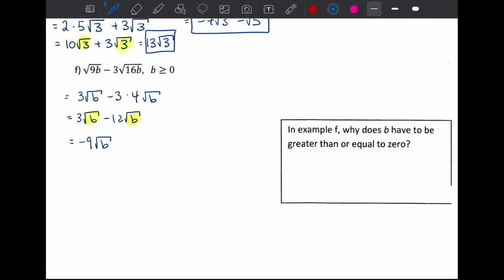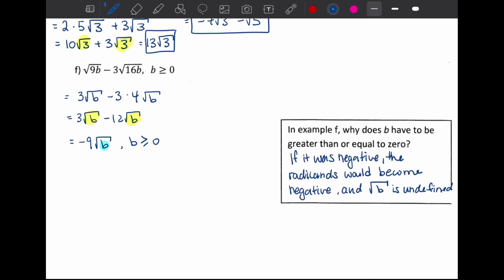We can't stop right here because we do have a variable under a radical sign. This means we need to make sure that b is greater than or equal to 0. So we do need to restrict the variable b so that square root of b is defined. In example F, why does b have to be greater than or equal to 0? If it was negative, the radicand would become negative and square root of b becomes undefined.